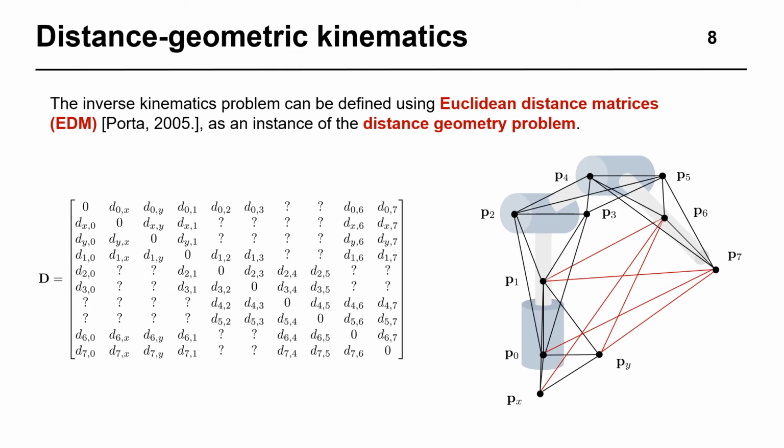An inverse kinematics problem can be defined by filling out additional EDM elements corresponding to the distances between the base and the end effector at a target pose. It follows that any configuration reaching the target pose will result in a distance matrix containing the defined elements.